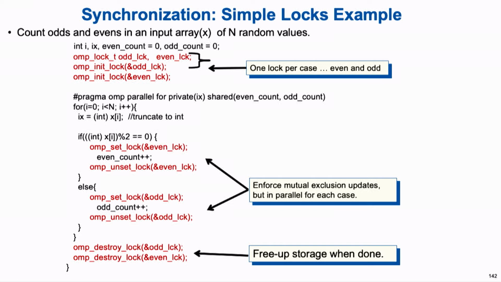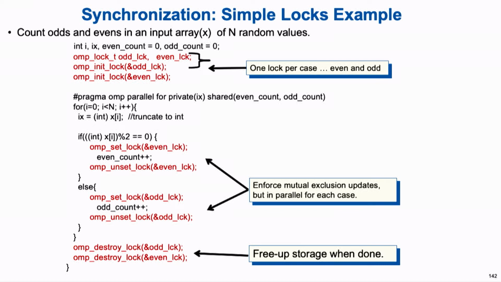All right? So the way I'm going to do this is I'm going to create two different locks, odd lock and even lock. So I have omp_lock_t is the type. I'm then going to initialize each of them. omp_init_lock odd lock, omp_init_lock even lock.